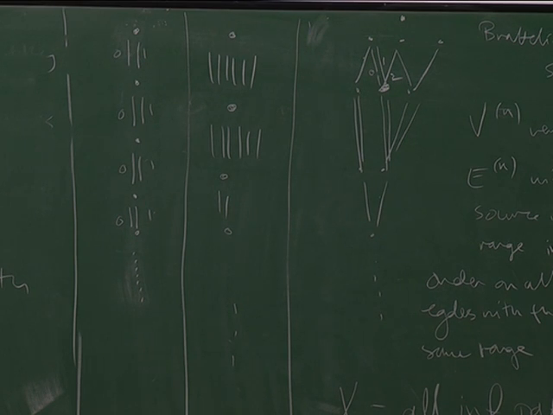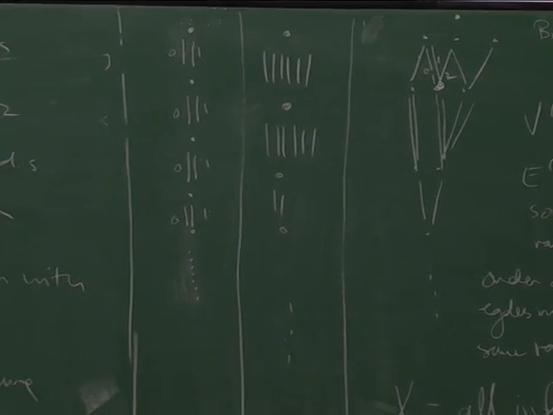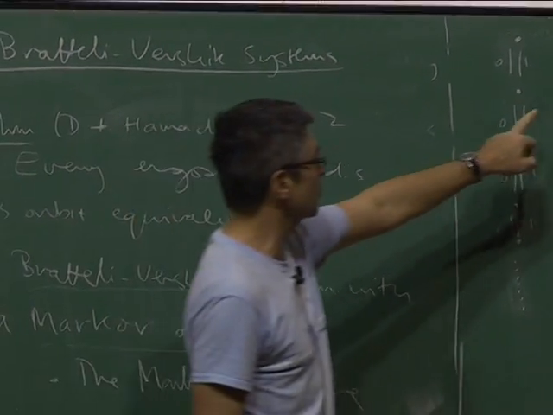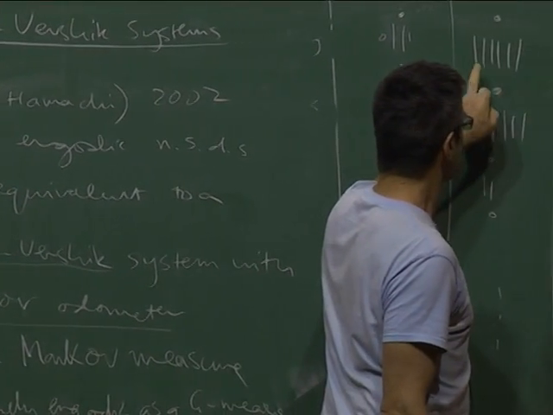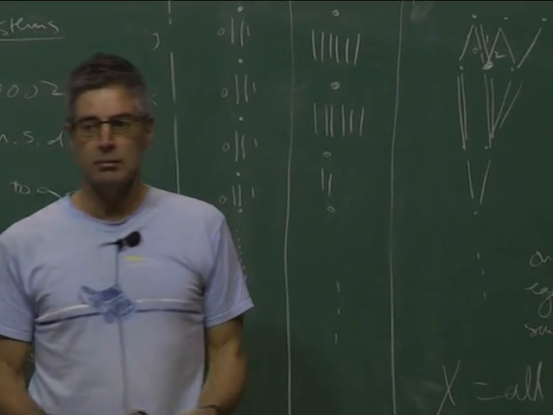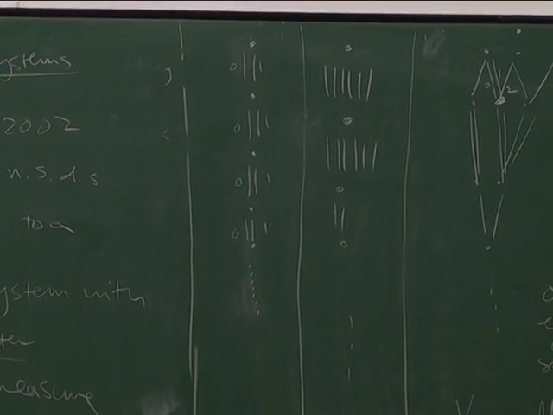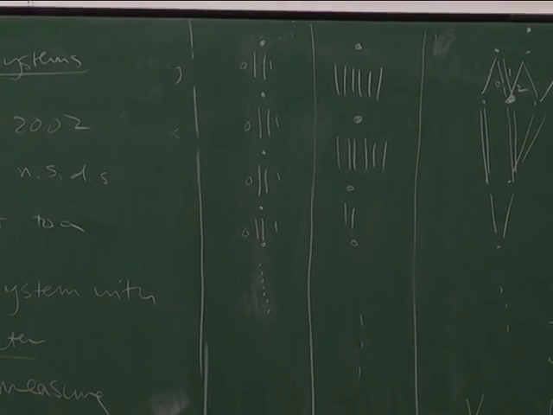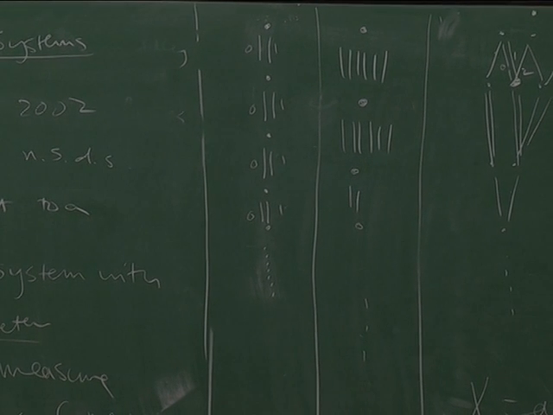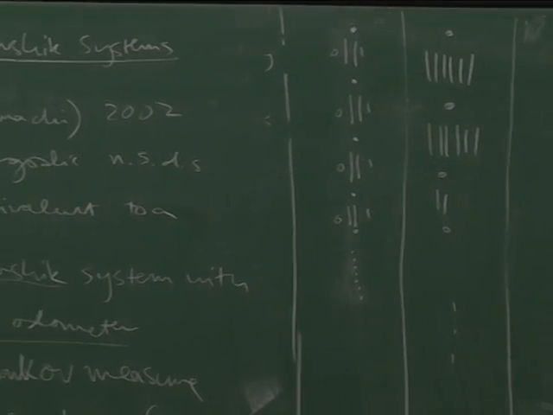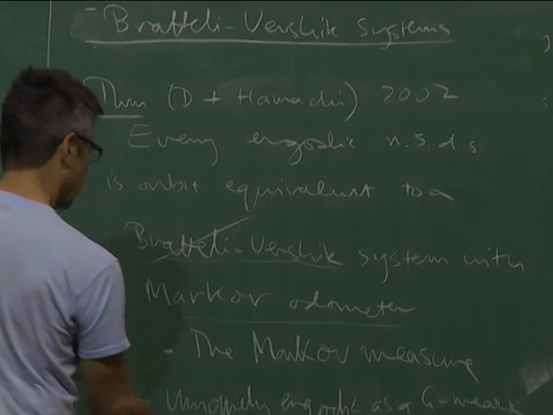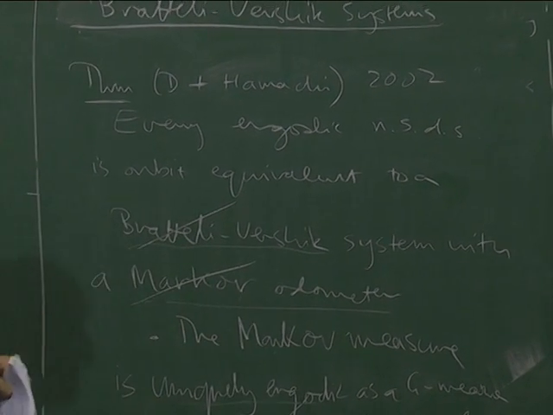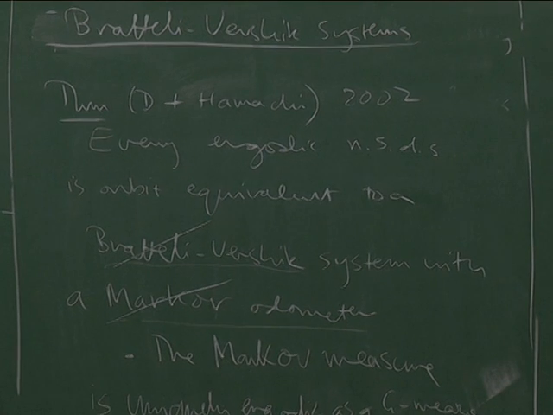So what Hamachi and I showed is that our models are all Bratteli-Vershik diagrams with the Markov odometer, and actually you can put a compatible order here so that you can think of the Bratteli-Vershik system as an induced system in the sense of ergodic theory that I've been talking about over there. So I'm doing pretty well now. I've described to you what a Bratteli-Vershik system is. I haven't described Markov measures. I've described a Markov odometer. Well, that's the Markov map there.